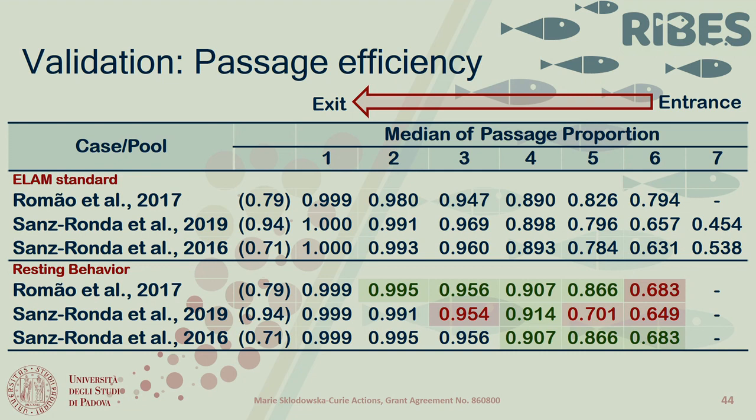We still need to perform some statistics, because this is the median passage of each pool. We decided to focus on the middle of the fishway, so we don't have the influence of the upstream or the downstream condition. What we can say is that by adding the resting behavior in the middle of the pool, the passage proportion or passage efficiency will increase, at least from the numerical perspective.